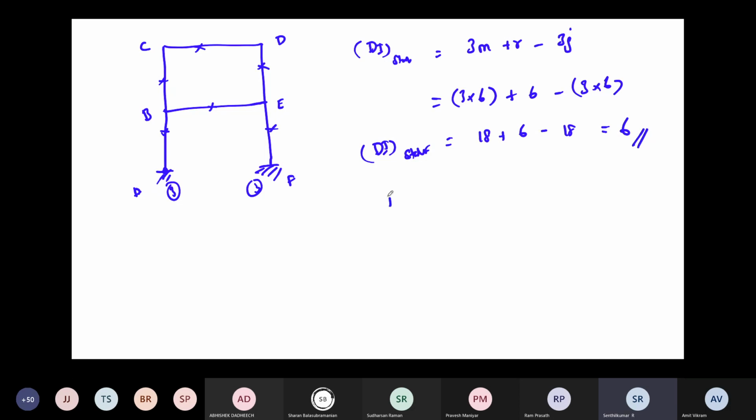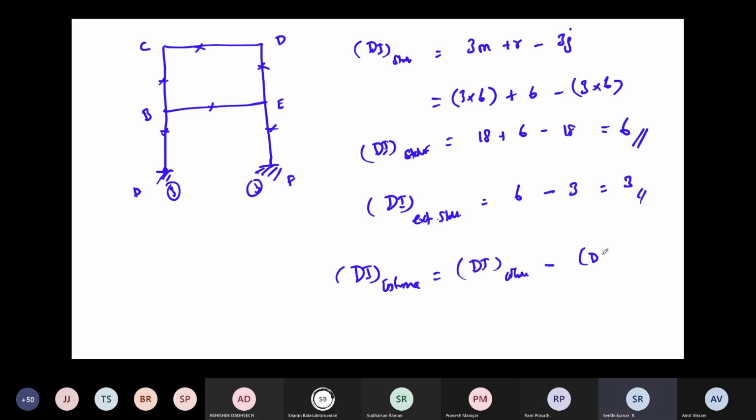What about external indeterminacy? External static means you have to take the reaction supports alone. 3 plus 3, 6, minus how many known equations? 3. So external static indeterminacy is 3, only if you are considering the supports alone, reactions alone. So that will be 3. So what about your degree of indeterminacy internal? Internal will be degree of indeterminacy of the whole frame minus degree of indeterminacy external. So 6 minus 3 equals 3.